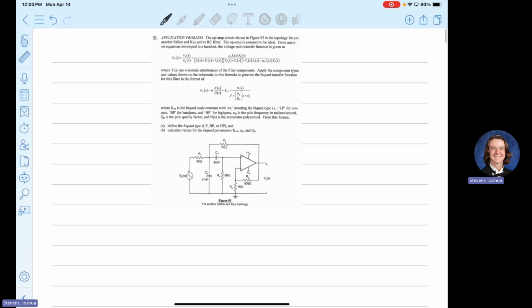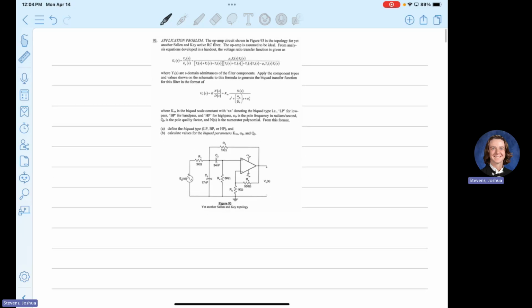So we'll do active filters first. Okay, I'm going to read it. The op amp circuit shown in figure 93 is the topology for yet another salient and key active RC filter. The op amp is assumed to be ideal from the analysis equation developed in a handout. The voltage ratio transfer function is given as that. If anybody wants to take a photo of this, you're more than welcome to. Where Y of S is the S domain admittance of the filter components. Apply the component types and values shown in the schematic to this formula to generate the biquad transfer function for the filter of the format shown.